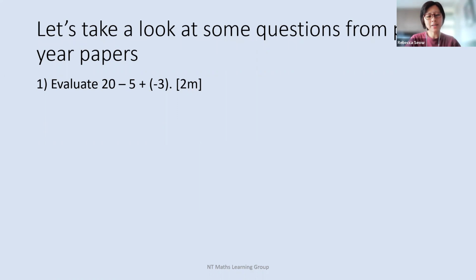Now we come to the next part of the session where we take a look at some questions from past year papers. This is a 2-mark question where they ask you to evaluate 20 minus 5, add to negative 3. So the first thing that we need to do would be this. We can resolve addition of a negative number. So that would give us 20, take away 5, take away 3.